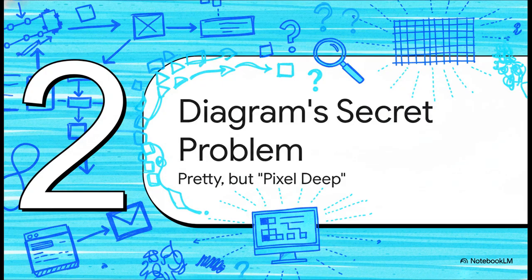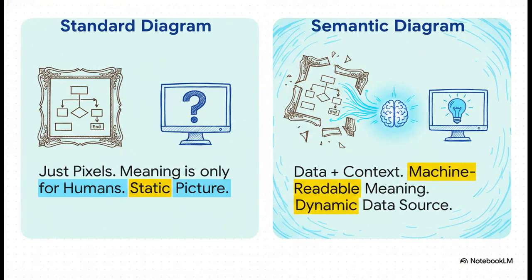Okay, so we get the idea of a meaningful map. But what about the diagrams most of us are making every single day in tools like Draw.io? Well, they look nice, sure. They get ideas across to other people, but they have a hidden problem. They're only pixel deep. And here's where it all clicks. Your standard diagram is really just a collection of pixels. All the meaning, it's just in our heads. To a computer, it's just a pretty picture, nothing more.